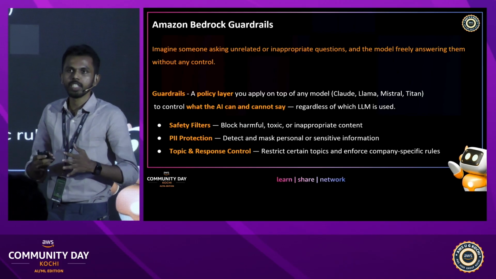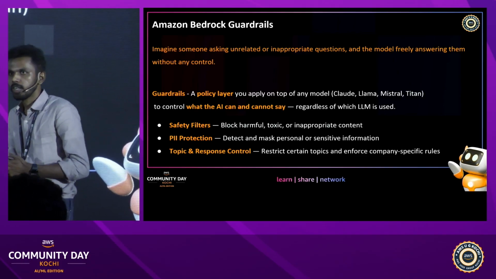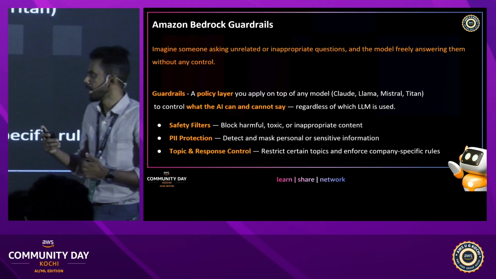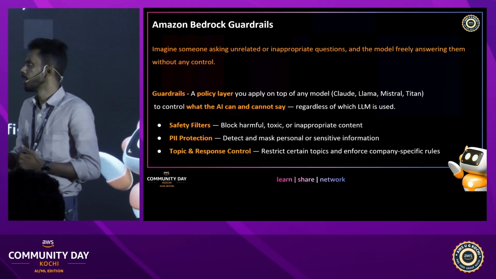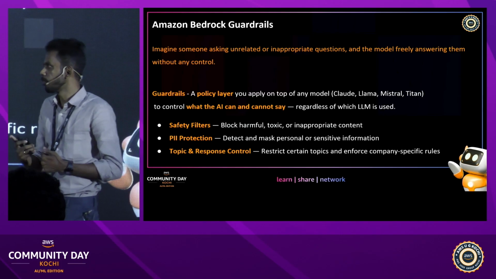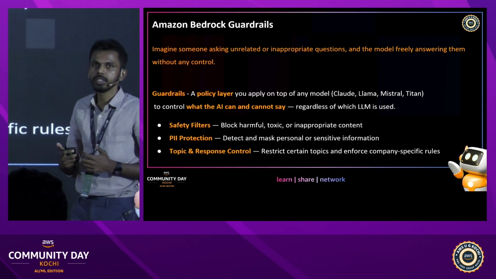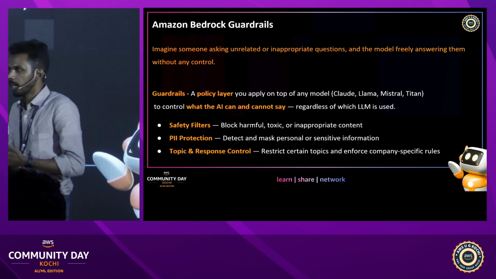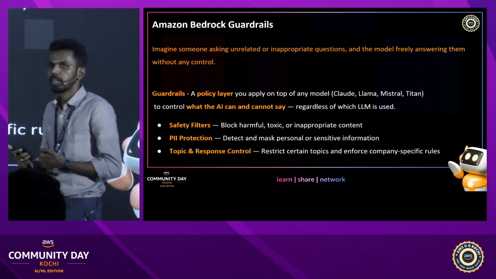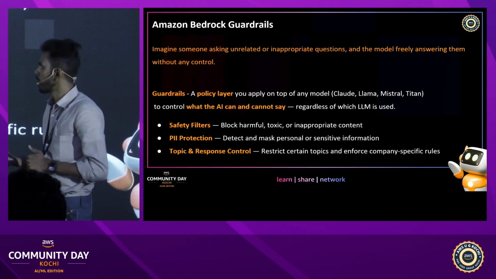Guardrails act as a policy layer that we can apply on top of a model so that we can block harmful or toxic content using safety filters. We can mask personally identifiable information. We can restrict certain topics so that we can ensure our model responds with what it needs to respond. And we can say what the restricted contents are and it can block those things. So that's that.